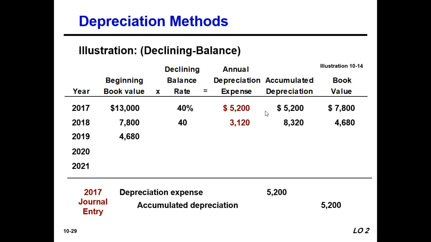Now book value in 2019. From where did we get this number? From last year, 2018 book value. And then you continue. Yes, is it clear until this point?